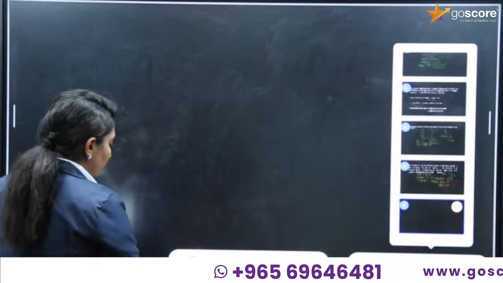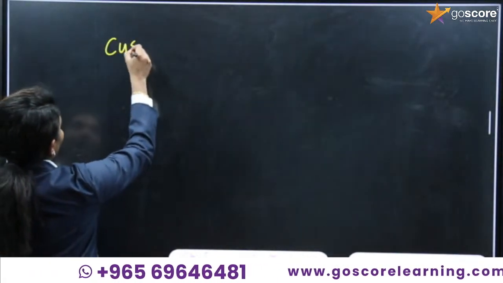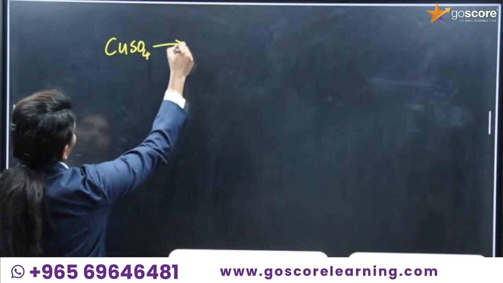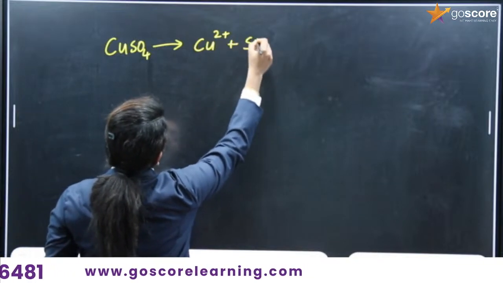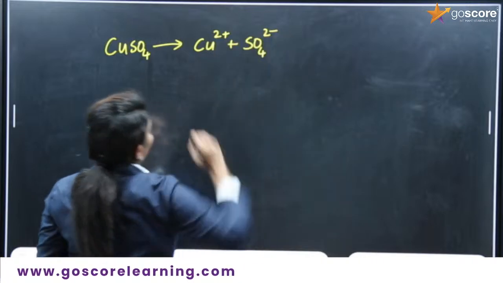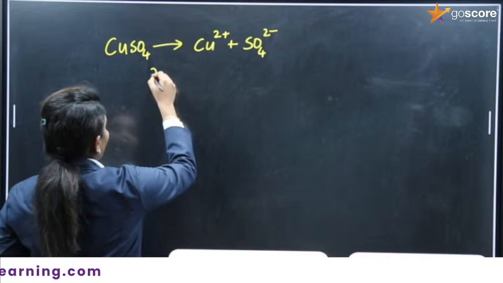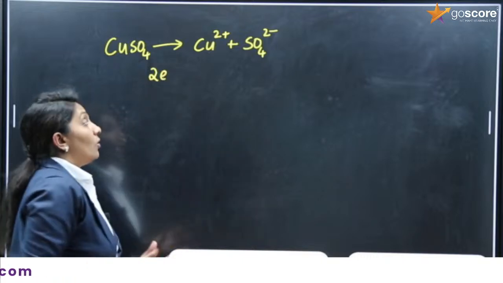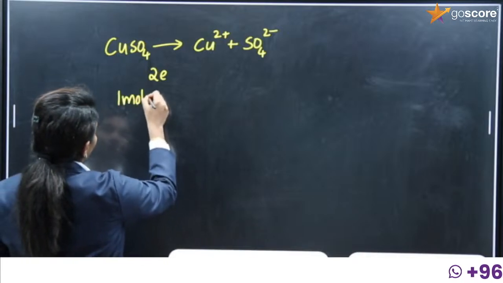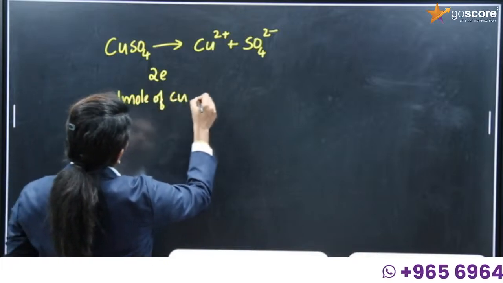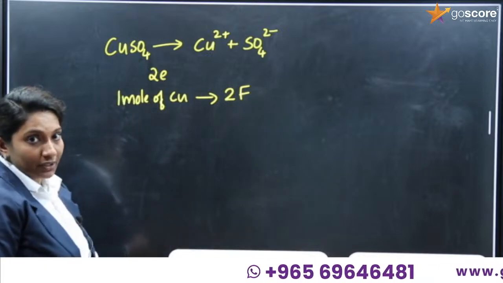For that, you have to first write the equation for copper. You're taking the copper sulfate solution, right? Then it will be Cu2+ and SO4 2-. So see how many electrons are involved here? 2 electrons, right? So for depositing 1 mole of copper, how much charge is required? It will be 2 Faraday, right?